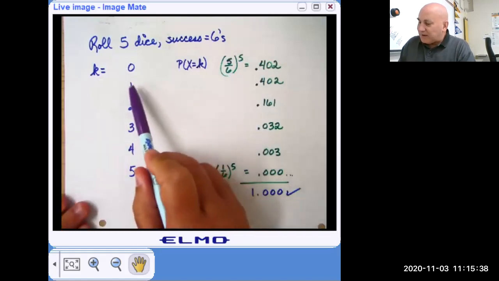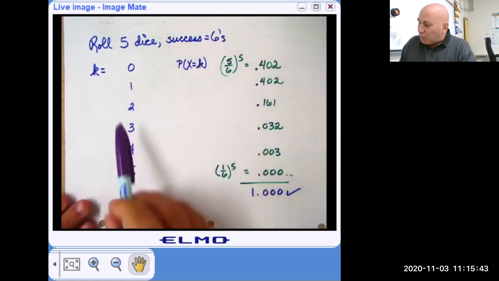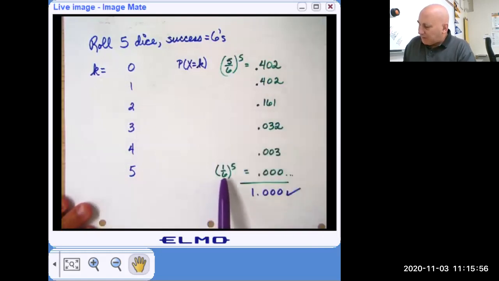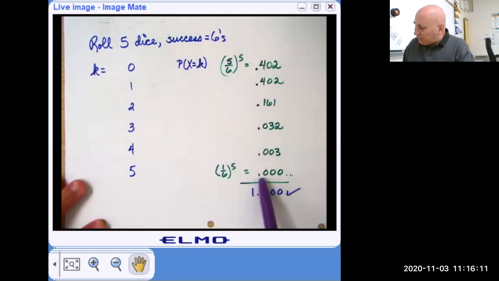Similarly, if you run the numbers for k equals 1, you're also going to get 0.402. Please run these numbers and make sure that you get what I do. Make sure that you can enter these numbers into your calculator and get the same binomial probability that I do. Now, the probability of getting all 5 dice to be 6s is just going to end up being 1/6 times 1/6 times 1/6 times 1/6 times 1/6 times 1 times 1. And that's 0.000. It's going to be a very small probability.